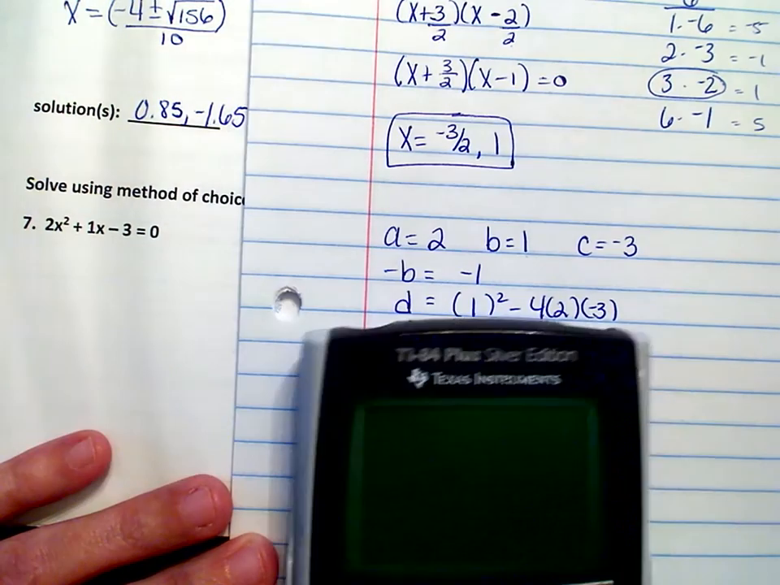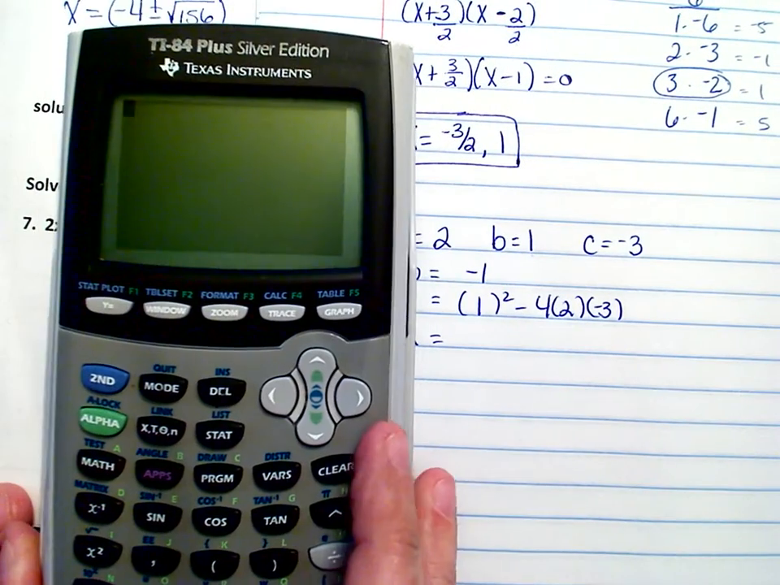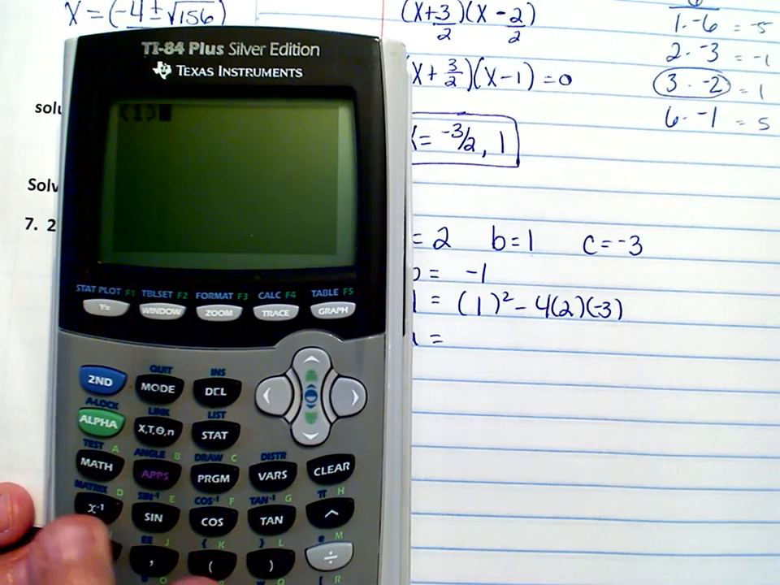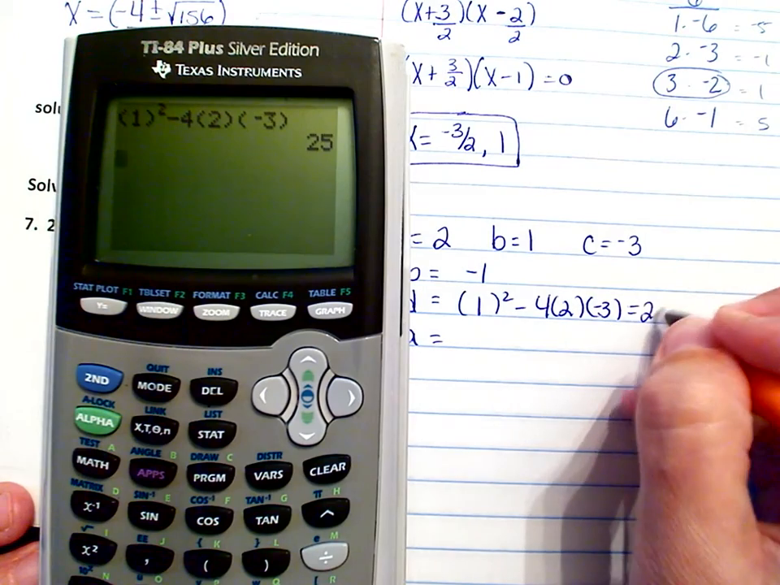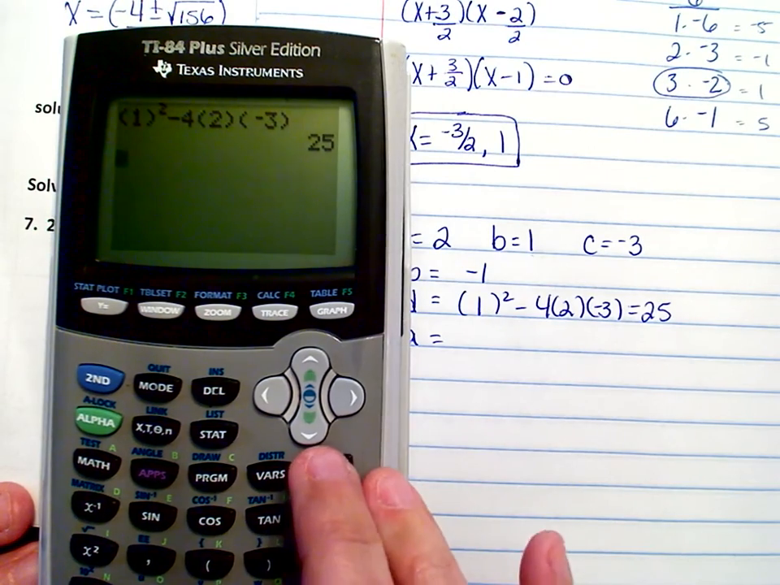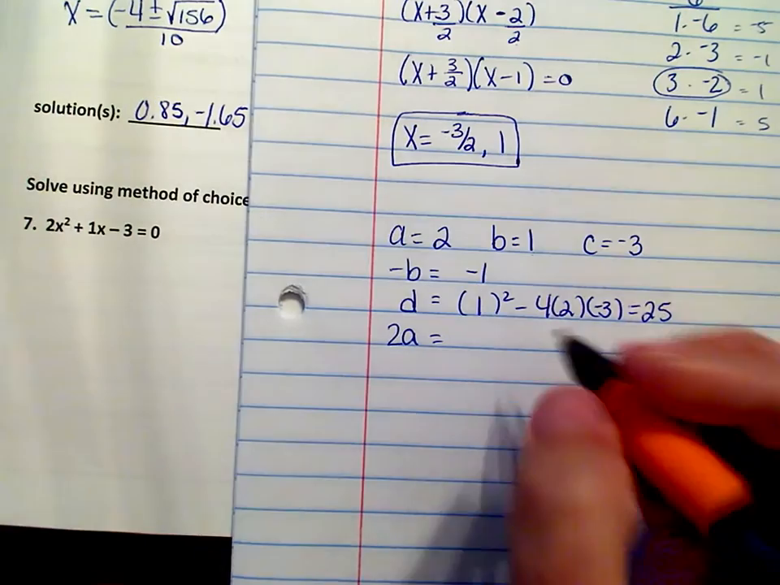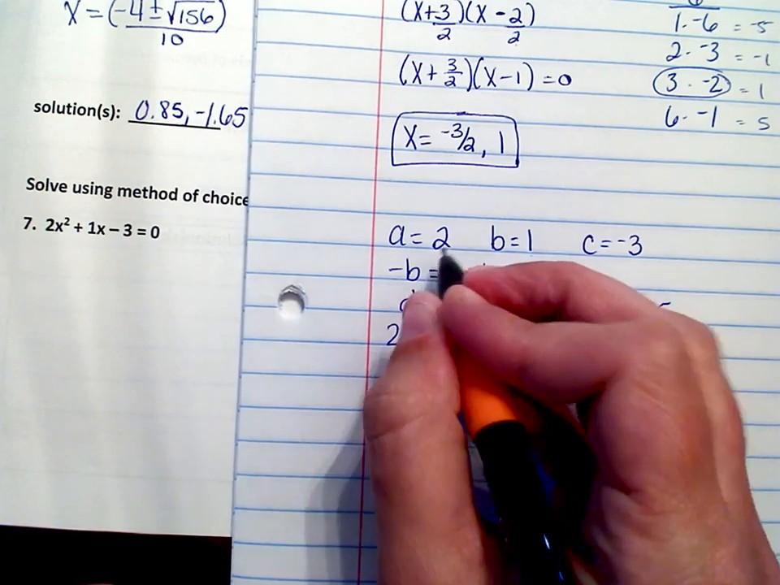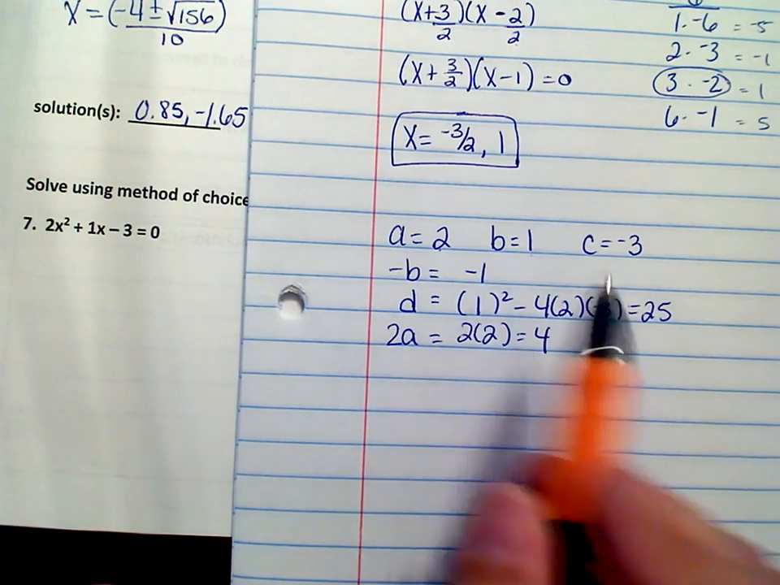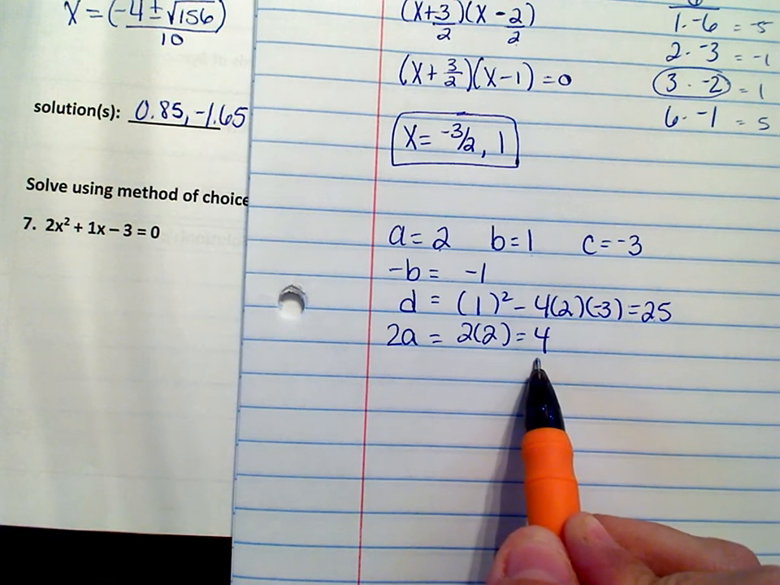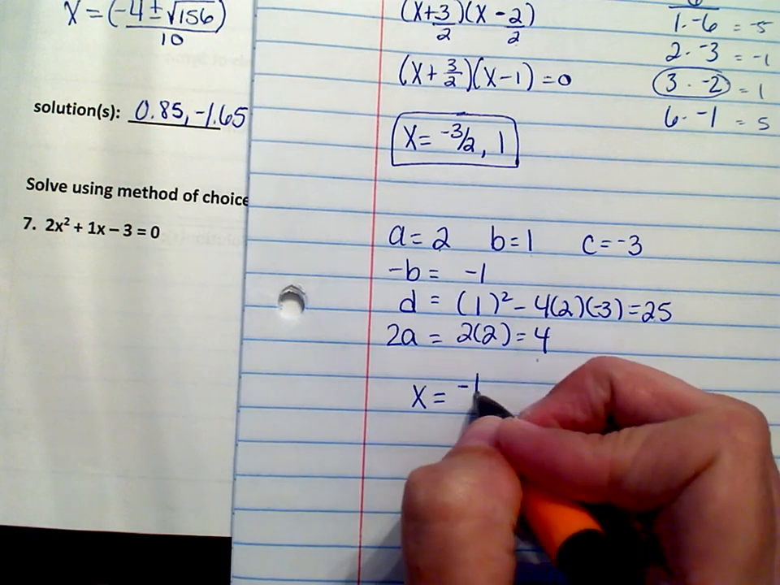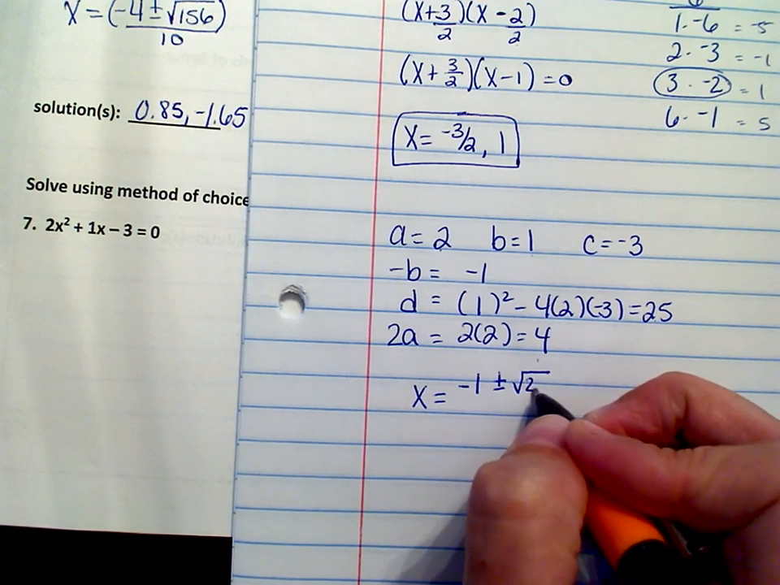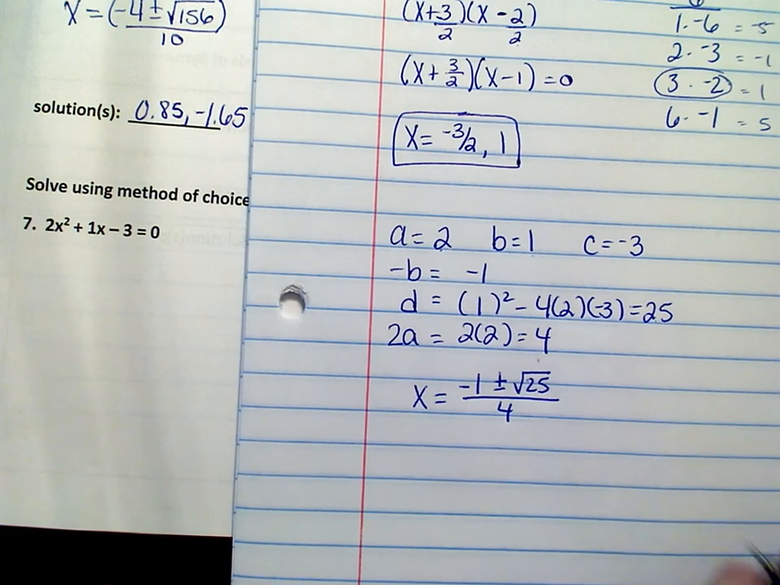And then you can go to your calculator and type that in. So 1 squared minus 4 times 2 times negative 3 gives you 25. So that means we're going to have 2 solutions. And then 2A, 2 times 2, because A is 2, which is 4. So these 3 numbers that I have right here are what we're going to plug in to find x. So we'll start off with negative 1 plus or minus the square root of 25 over 4.